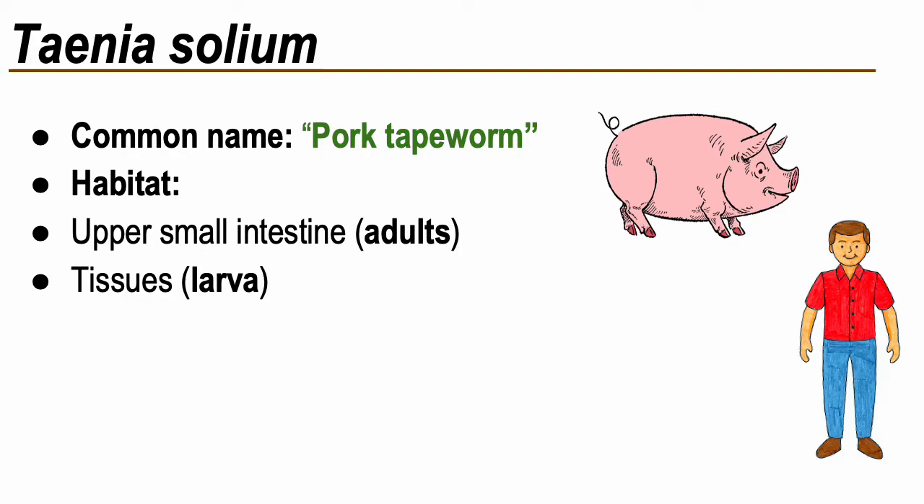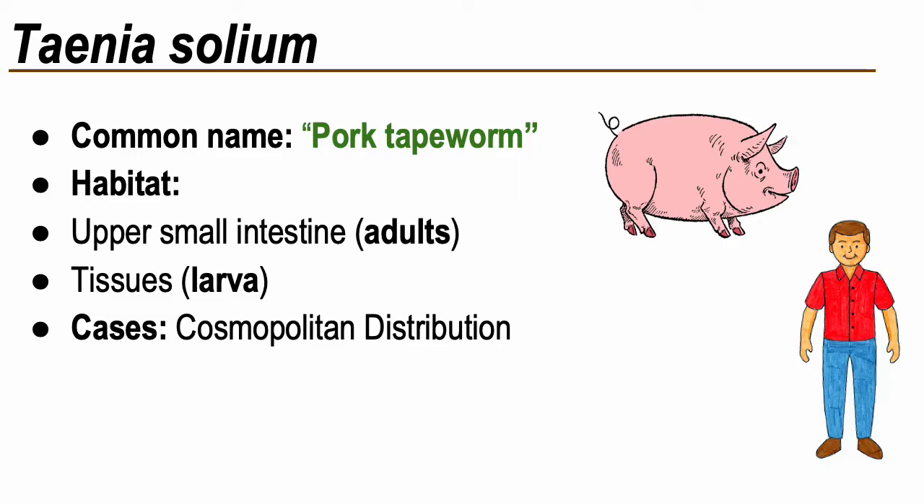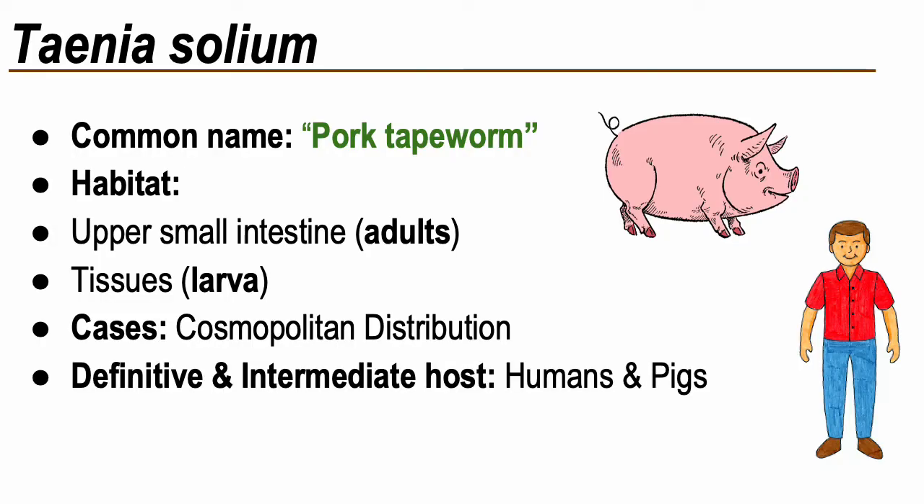So for the life cycle of this parasite, humans can be both the definitive and intermediate host. In terms of the cases, this is cosmopolitan in distribution. That means the cases are seen worldwide, especially where pork meat is considered to be one of the staple foods. Again, definitive and intermediate hosts can be both humans and pigs.